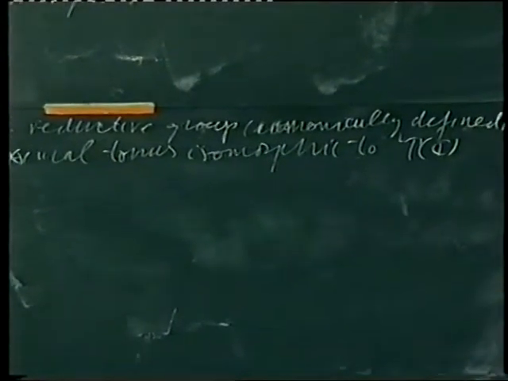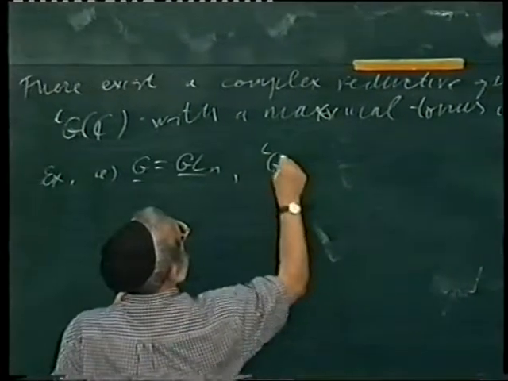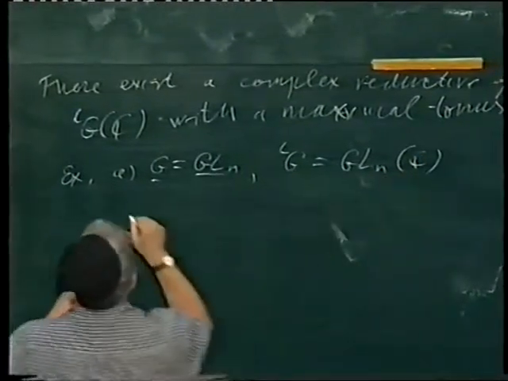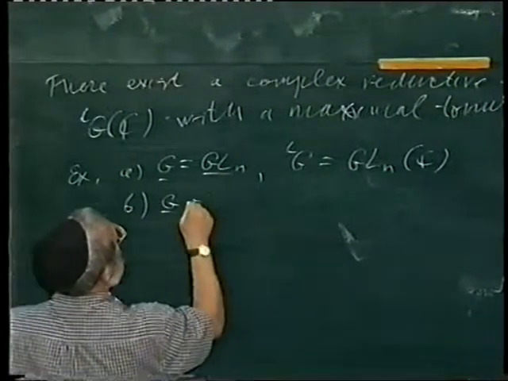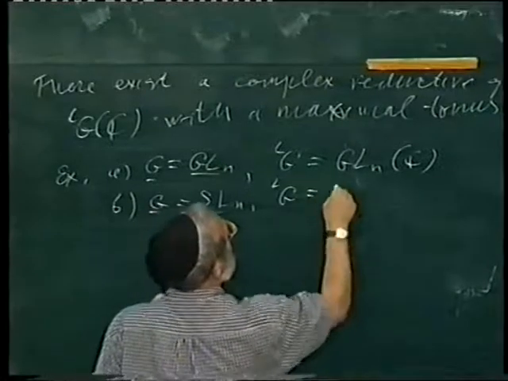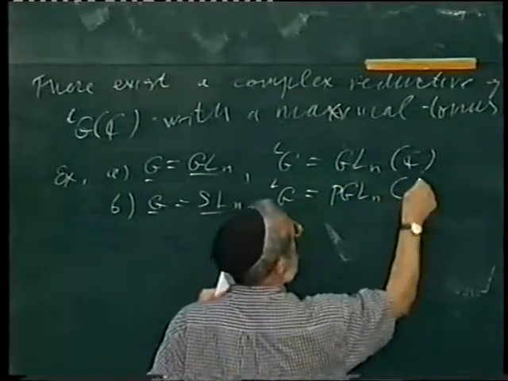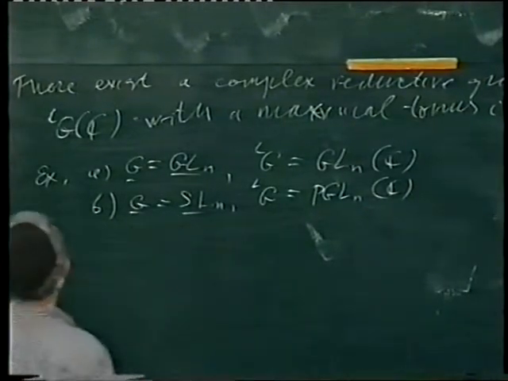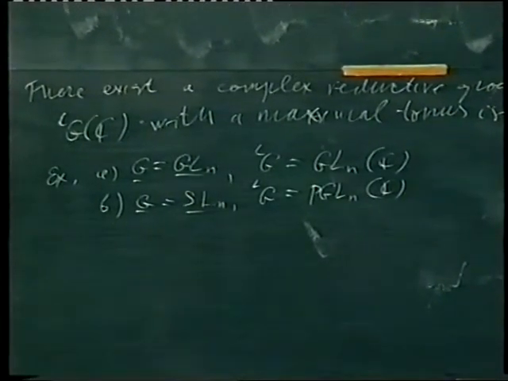So, examples which are important. I just write two examples. A: G is equal to GLN, and G L is GLN of C. And B: G is equal to SLN, and G L is equal to PGLN. There are other ways. Now let's combine everything.